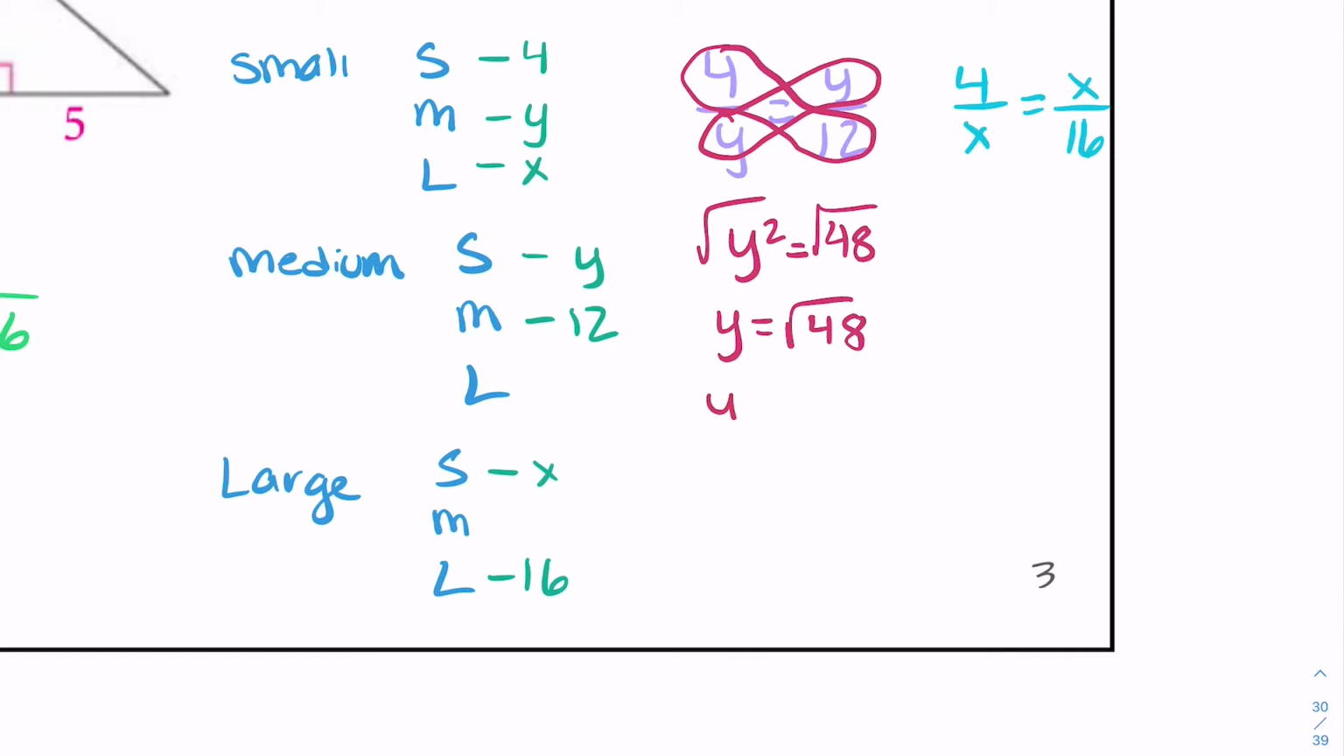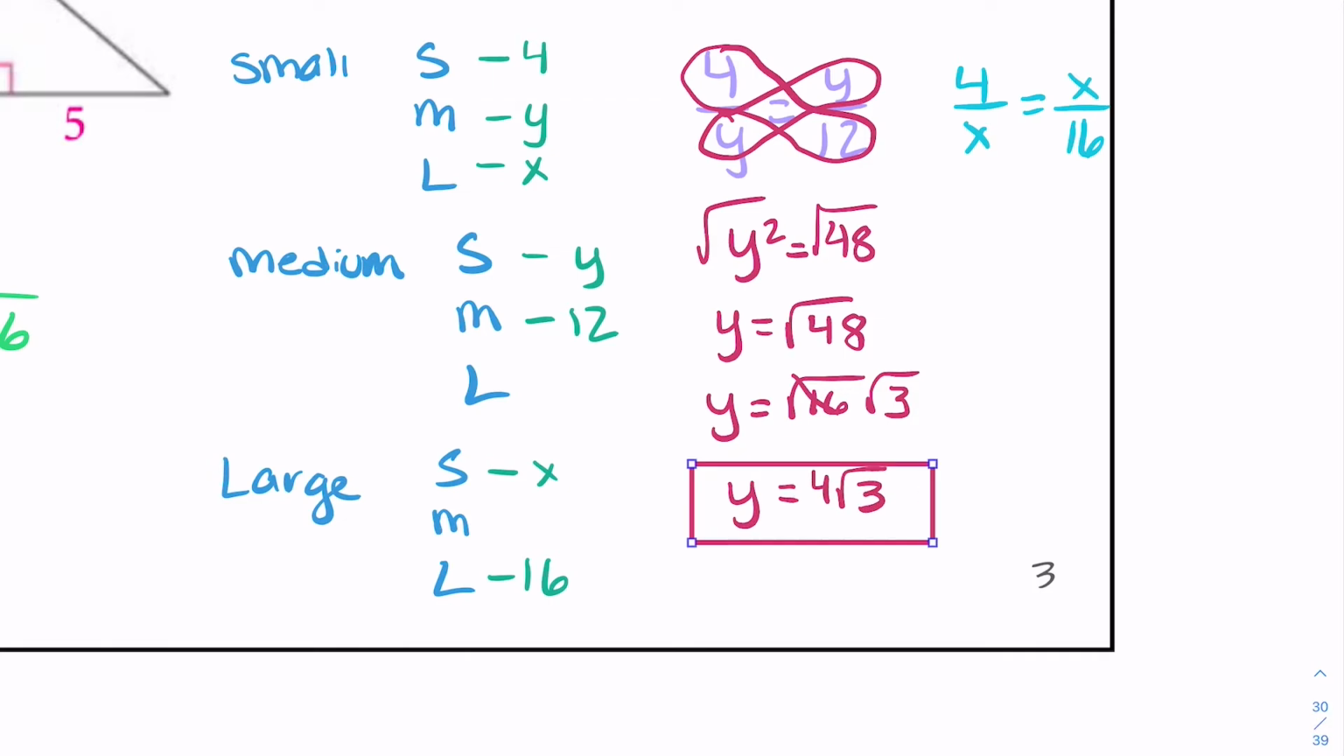16 and 3, I think that is. Yep, 16 and 3. And the square root of 16 is 4. So 4 square roots of 3. This next one, we're going to get x squared equals 64.